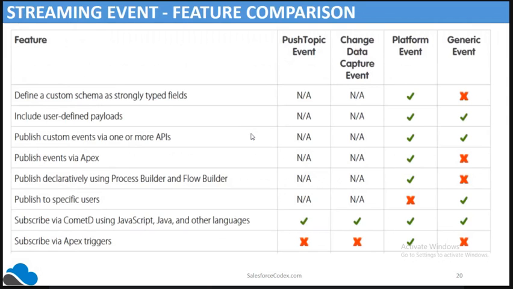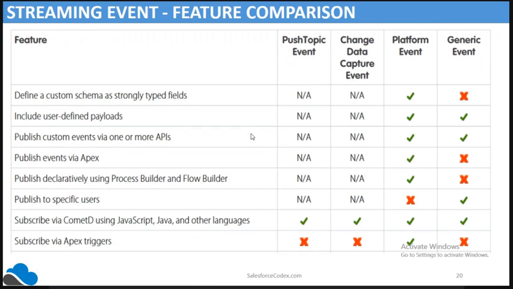Now, because we have four points, we have already discussed which term to use where. Based on the capabilities we have, we should decide which streaming event to use. So, define a custom schema.